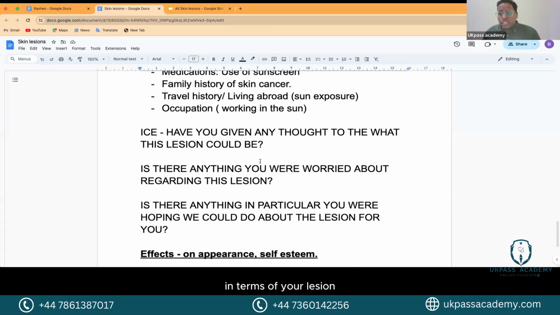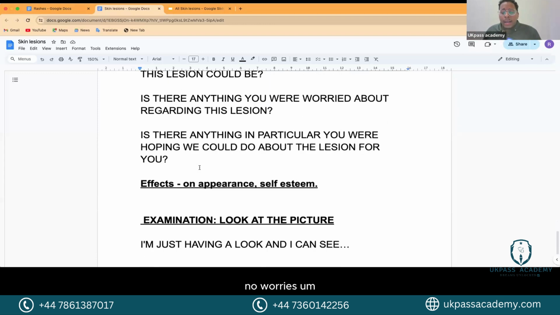In terms of your lesion, other than obviously sorting out the problem and finding out what's wrong, is there anything in particular you were hoping we could do about the lesion for you? Yeah, maybe remove it. I don't know. Okay. All right, no worries. Has the lesion, its appearance or its symptoms affected your life in any significant way that you feel is troubling? Well, I mean, it doesn't look nice, you know.